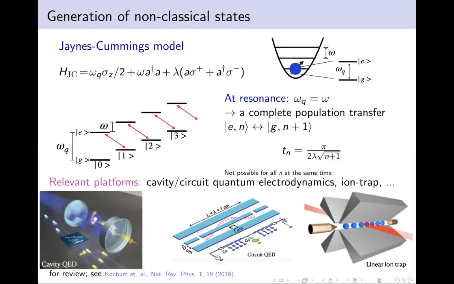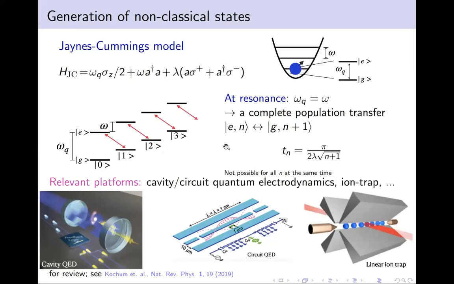Yeah, fine. Okay. And then as well as the linear ion trap. This is well described by the well-known Jaynes-Cummings model, where this describes your harmonic oscillator, this is the two-level system, and this is the coupling between the two. This can have a transition between the different levels, and at resonance, you can actually complete a perfect transfer from the ground state with n plus one to the excited state at some time, but this is not possible for all n at the same time.